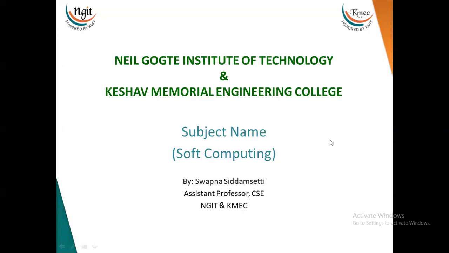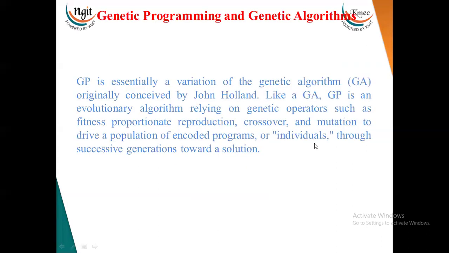Hello students, in this lecture we are going to learn about genetic programming. Already we have seen what is genetic algorithm, which was designed by John Holland. Like GA, that is genetic algorithm, GP is a programming where you will convert all the operators such as reproduction, crossover, mutation, fitness into programming language. So these are encoded as individuals or population of encoded programs. So this is called genetic programming.